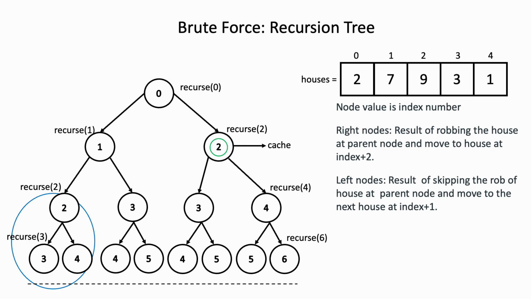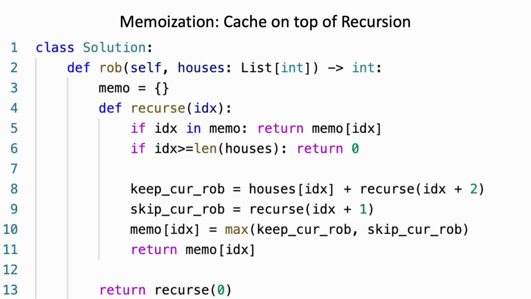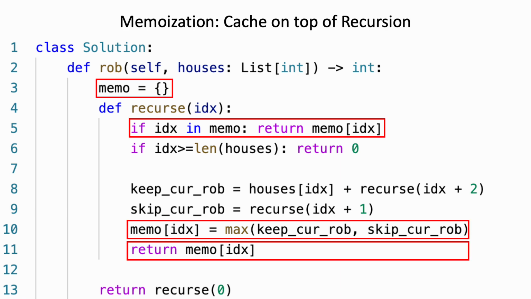We can do this in an O of n solution by using memoization. Memoization is cache on top of recursion. So to the original recursion code, we add these 4 lines. Let's look at these code lines one by one to see how the time complexity is reduced from O of 2 raised to n to O of n.